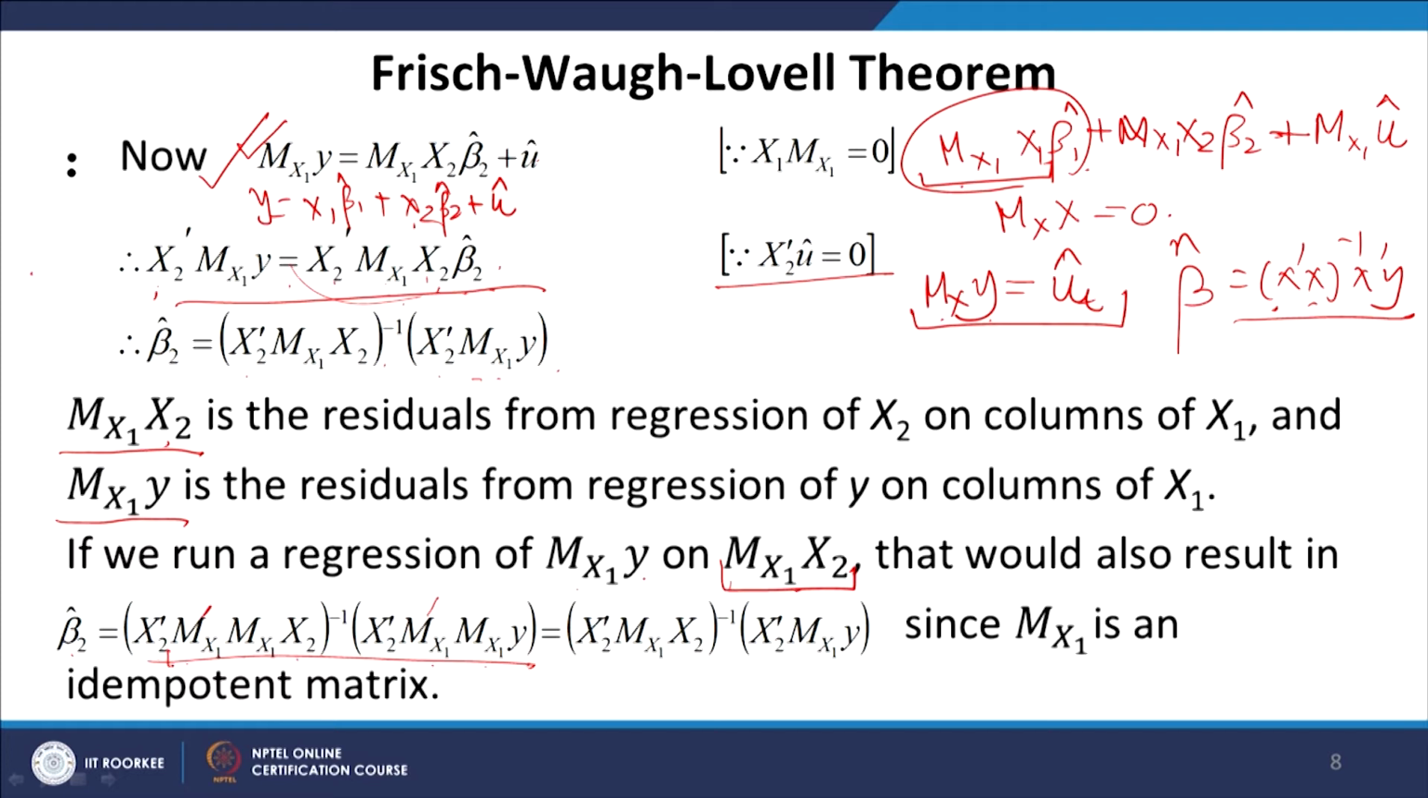Since Mx1 prime Mx1 equals Mx1 Mx1, which is equal to Mx1 because they are idempotent matrices, I have x2 prime Mx1 x2 inverse x2 prime Mx1 y. So, this proves that beta 2 hat can be obtained from the regression of the residuals of a regression of y on x1 on the residuals from a regression of x2 on x1.